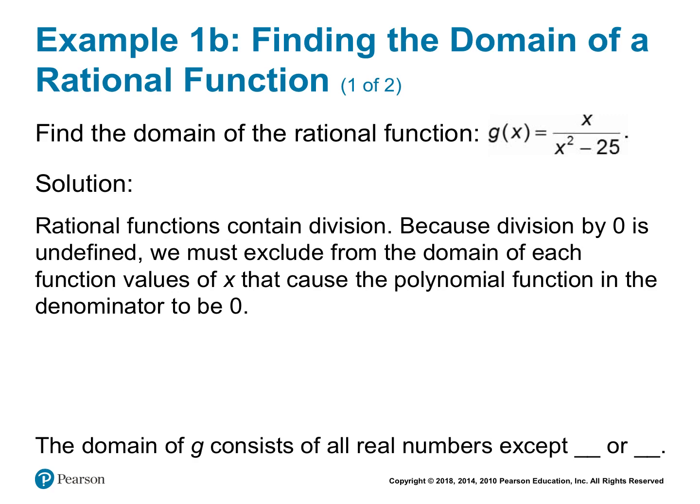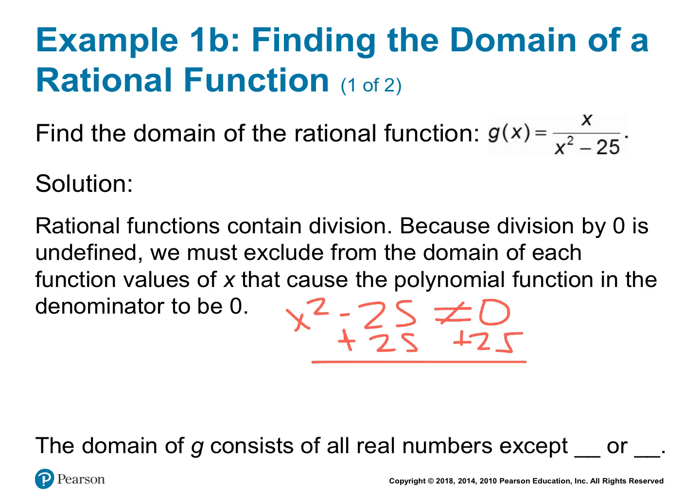Okay, if we look at this one, the bottom cannot equal 0. So let's set that equal to 0. Add the 25. X squared cannot equal 25. If you take the square root of that, you get x could not equal positive or negative 5. So the domain would be all real numbers except negative 5 or positive 5.